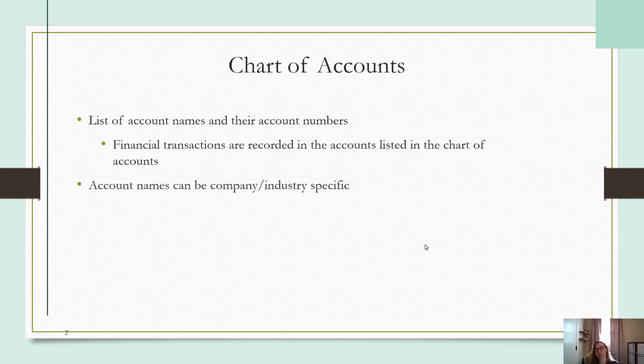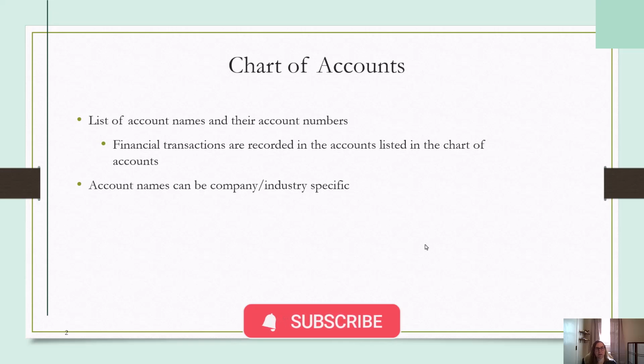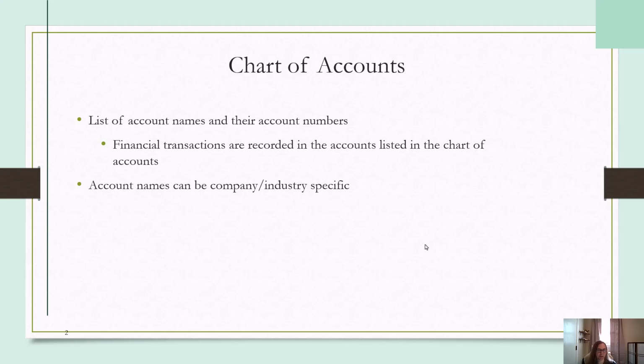Now, the names of the accounts can be company specific or industry specific. For example, if it's a law firm, they might call their revenue account legal fee income. Or if they're a landscaping business, they might call their revenue account landscaping income. There will be similarities between different companies. For example, everyone probably has an advertising expense account, but there might be some variations to how it's named. So I very rarely see two companies with the exact same chart of accounts.